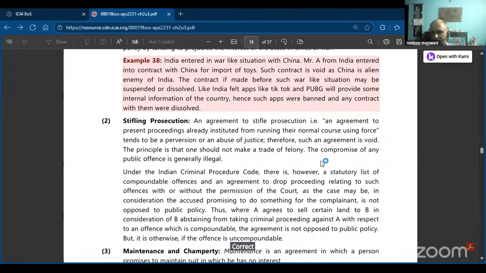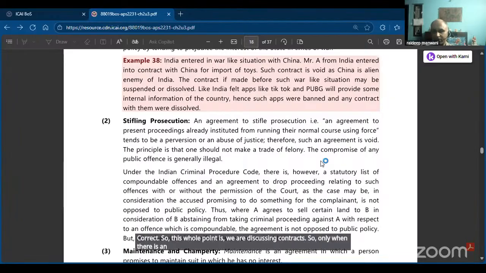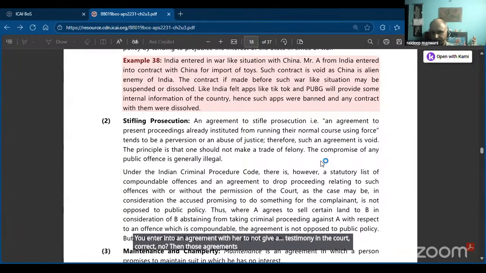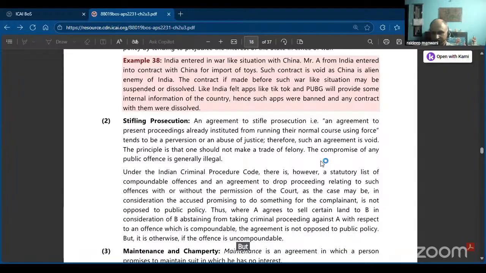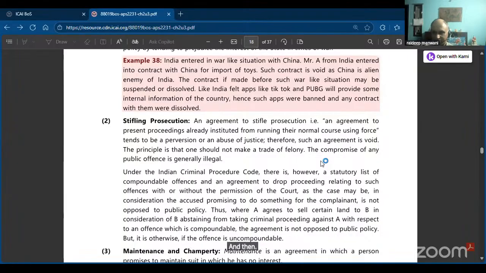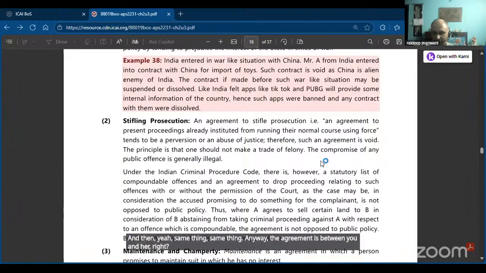Correct. Yes, sir. So this whole point is we are discussing contracts. Only when you enter into an agreement to pay her 1 lakh for not filing a case, or to not give testimony in the court, those agreements are null and void. But if there's no agreement and she doesn't want to file a case, leave it. Understand? Yes. And if she sees me doing a crime and tells me, if you don't want me to file a case in the court, give me this, it'll be the same thing, right? Yeah, same thing. The agreement is between you and her, right? Yes, sir.